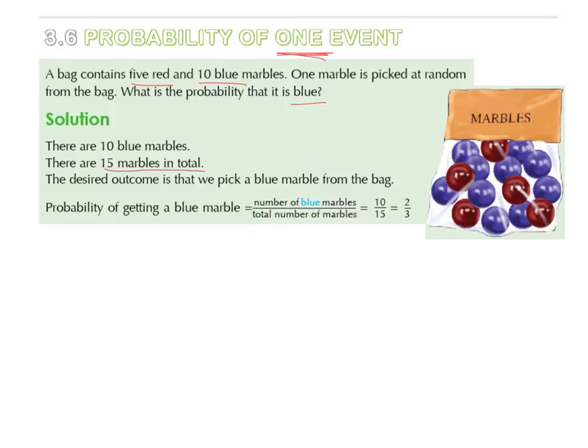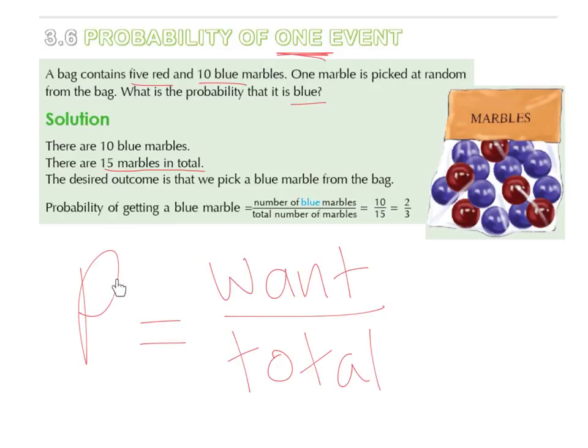Or a shorter formula for probability is probability equals want divided by total. So we want a blue marble, we want the probability of it being a blue marble, divided by the total number of marbles. So there's 10 blue marbles, so our numerator is 10, divided by a total of 15 marbles, because 5 plus 10 is 15 marbles, so 10 over 15, which simplifies to 2/3.